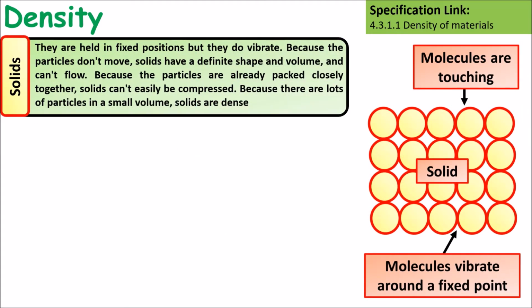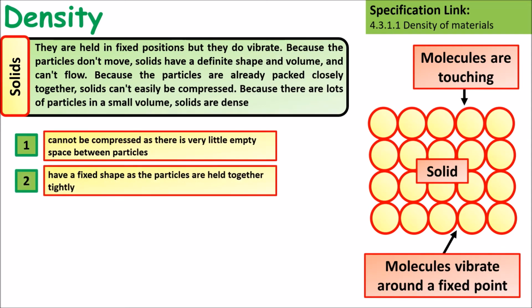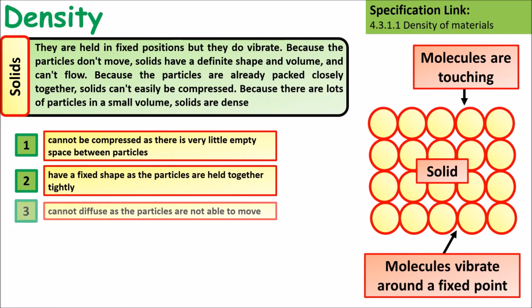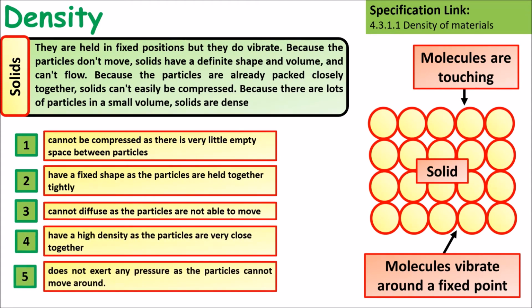So if we just have a quick recap on different states of matter, if we're looking at solids, solids are all held together in fixed positions. They cannot be compressed because there's very little empty space between the particles. They have a fixed shape as the particles are held together tightly. They cannot diffuse as the particles are not able to move. They have a high density and they do not exert any pressure on the particles around them.